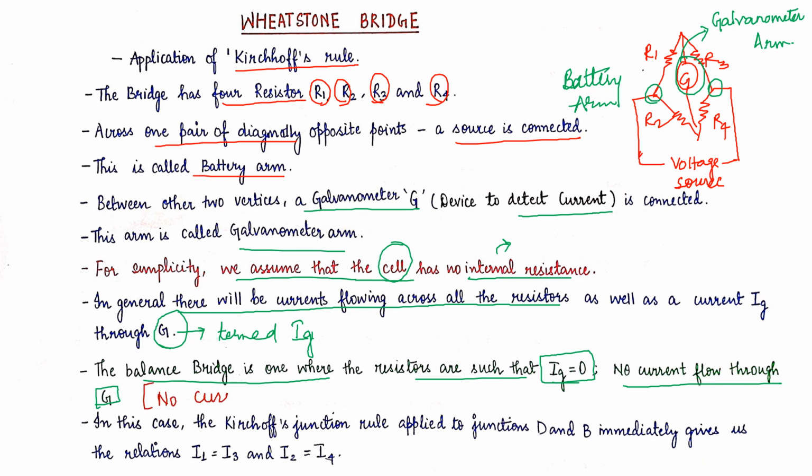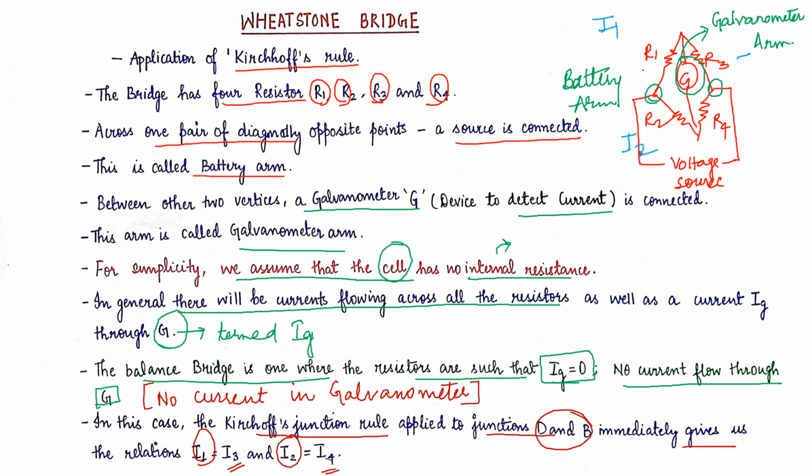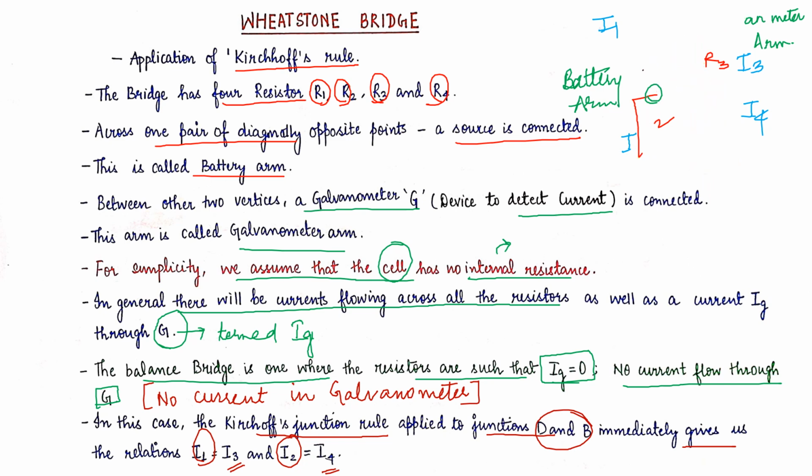No current in galvanometer. Okay, in this case, Kirchhoff's junction rule applied to the junctions D and B immediately gives us the relation that I1 equals I3 and I2 equals I4. Now, where are I1 and I2? In resistor 1 is I1, in resistor 2 is I2, in resistor 3 is I3, here I4. I'll redraw it to help you understand more properly what the last statement is trying to convey.